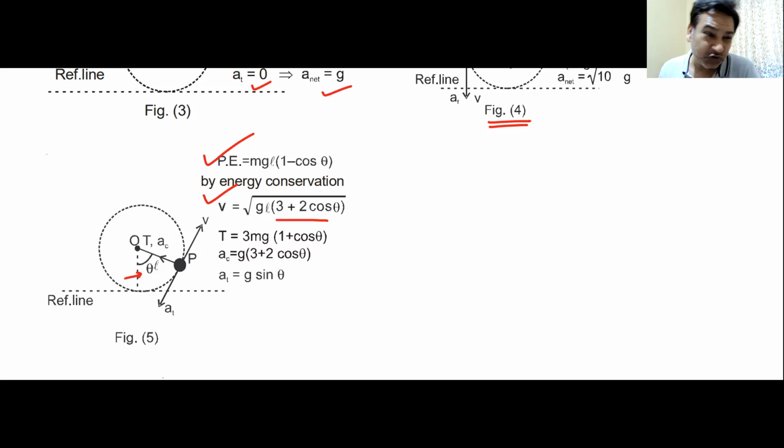will be this much. It looks very complicated, but this is the result that you get from the equations that I have already given you, and I solve it. Tension becomes this much, centripetal acceleration becomes this much, and the tangential acceleration becomes this much.